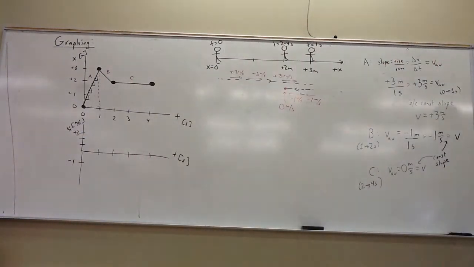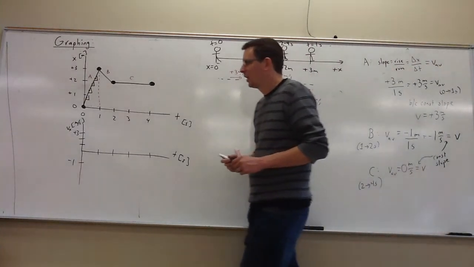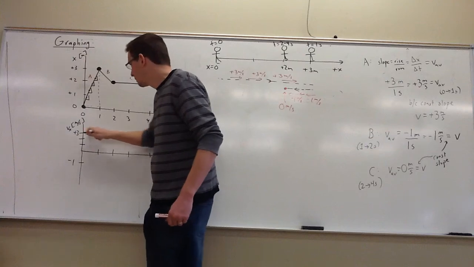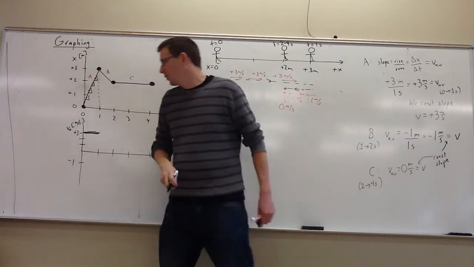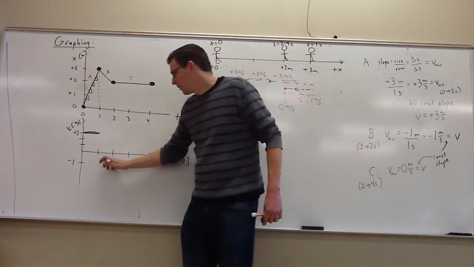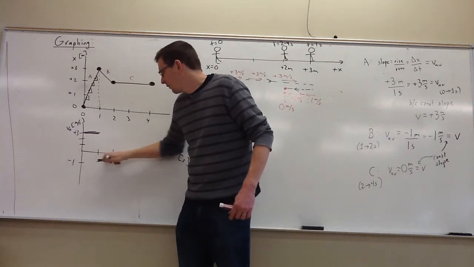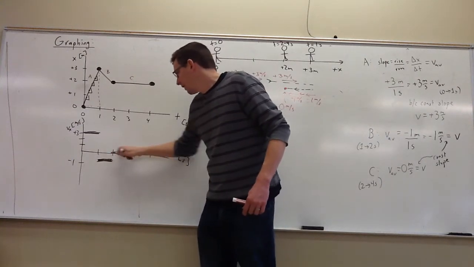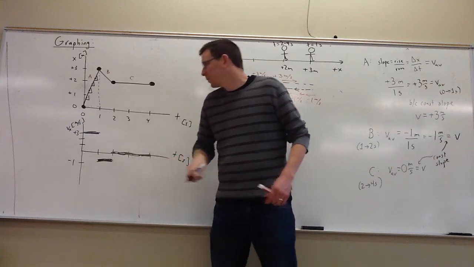And let's go ahead and sketch it. So here's what it looks like. The entire first second, I had a constant velocity of +3. Then for the entire second, I had a velocity of -1. And then I had a velocity of 0.